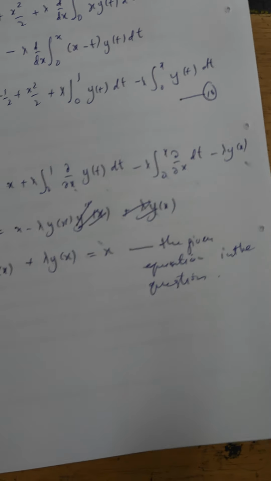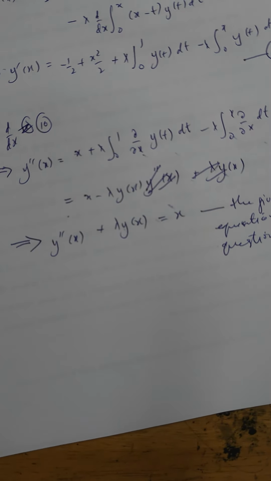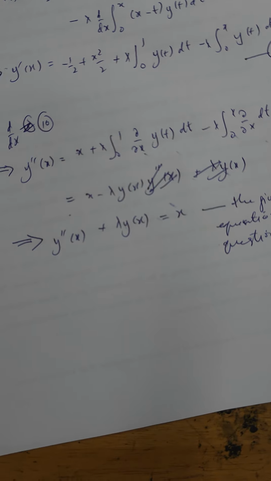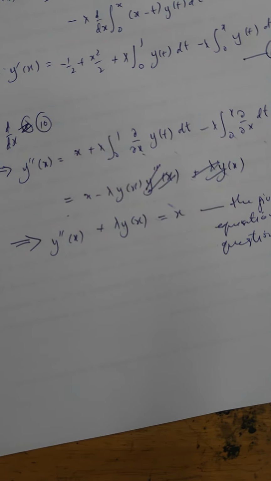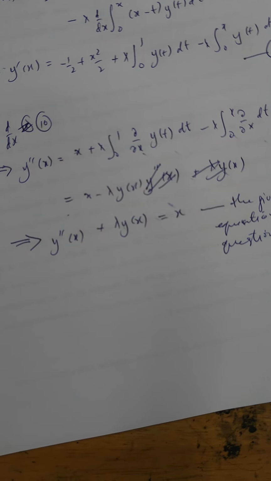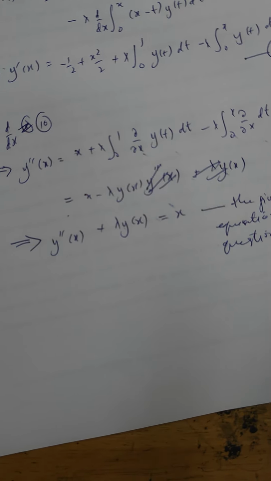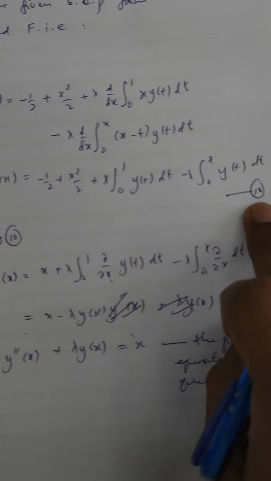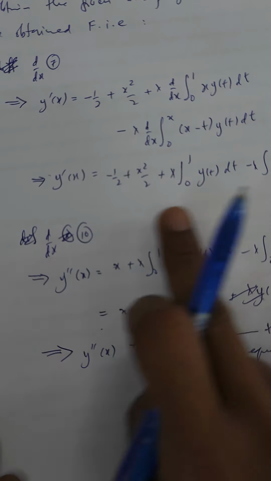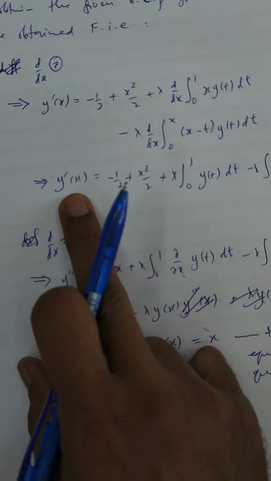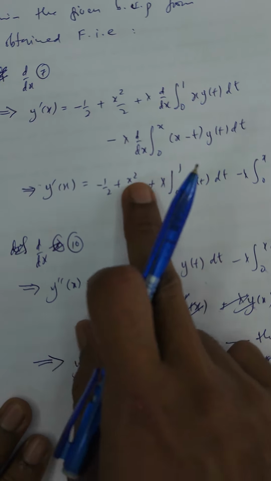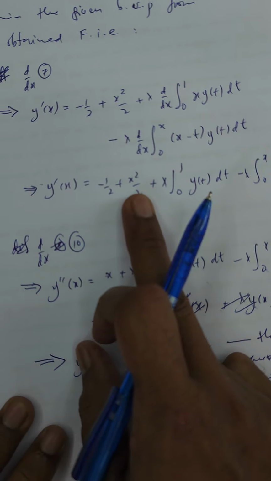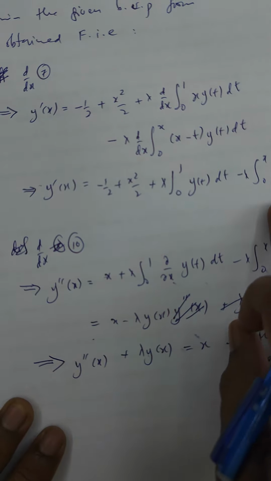Now to obtain the boundary condition, our boundary condition is y(0) equal to 0 and y prime 1 equal to 0. So that's easy to do. From 10, you can obtain y prime 1. If you substitute everything there, that cancels out. That one is 0, that one is 0.